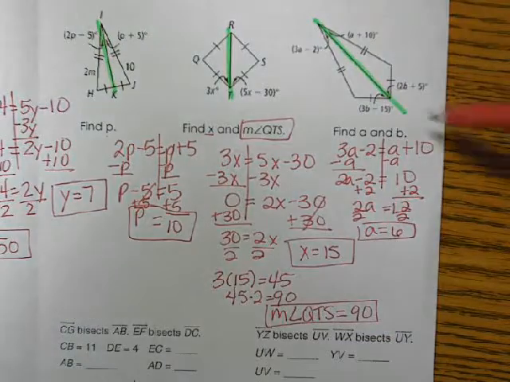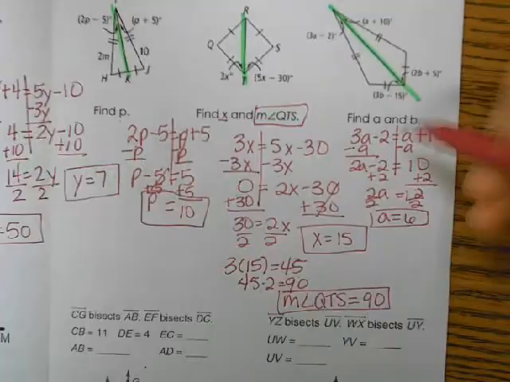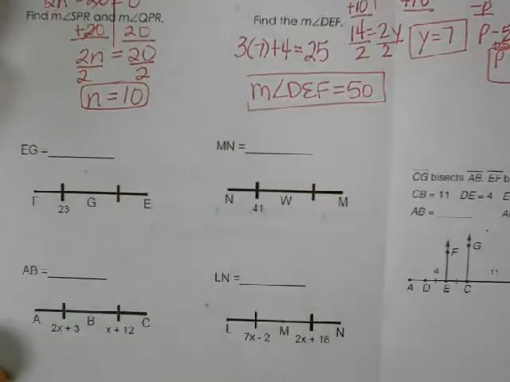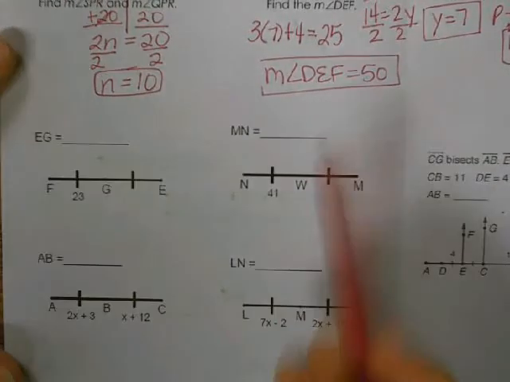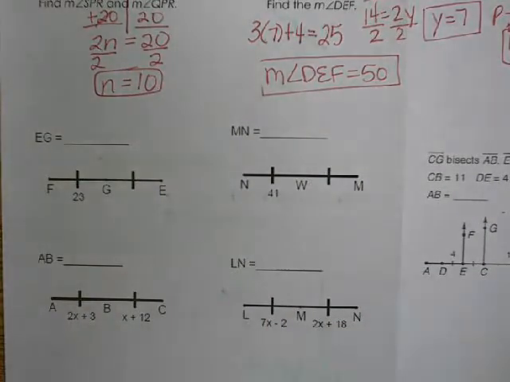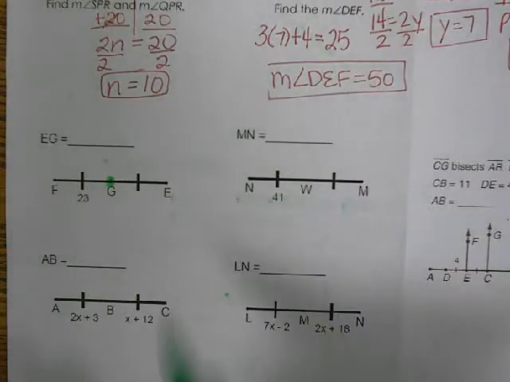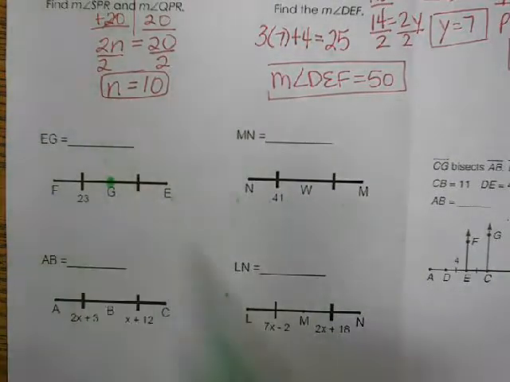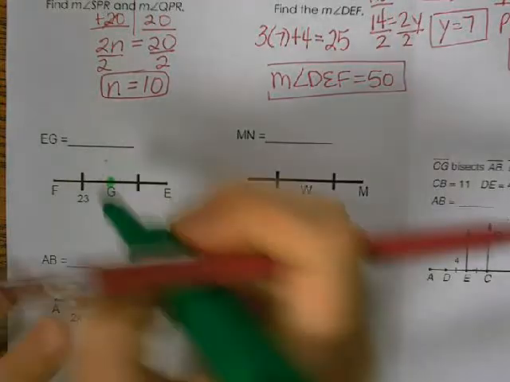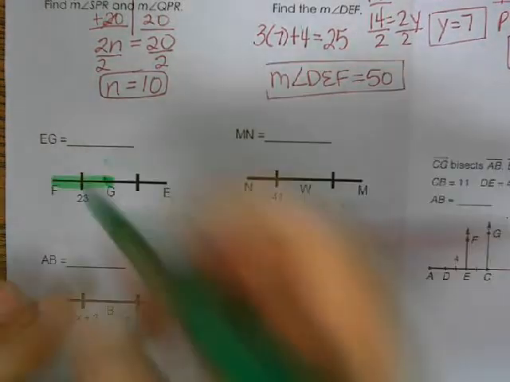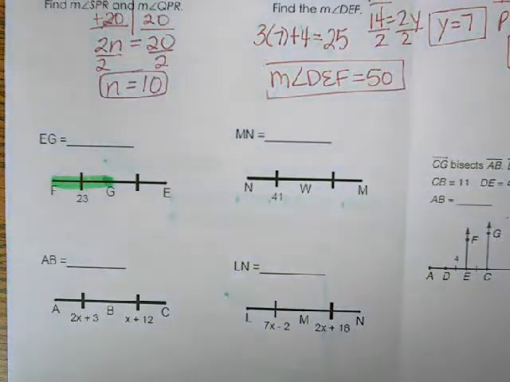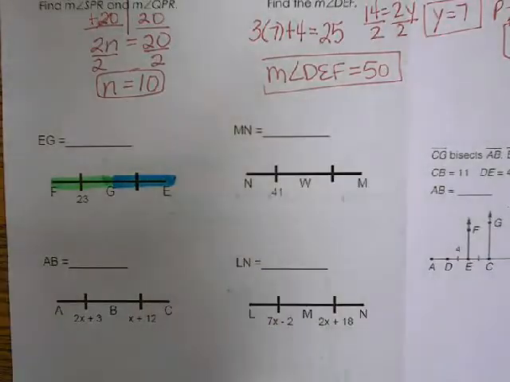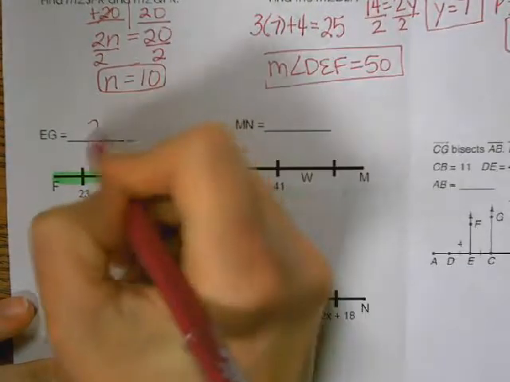Finding B, let's not worry about that because I'm running out of space over here. Alright, so let's do the bottom half here. The bottom half is about segment bisectors. So we see right here that G is going to be our midpoint, and we know this because this segment is going to be equal to this segment because of the tally mark. So I know FG is 23, so then that must mean that the other segment is also 23. So let's just pay attention to what it's asking. It's asking for EG, so I know it's 23.